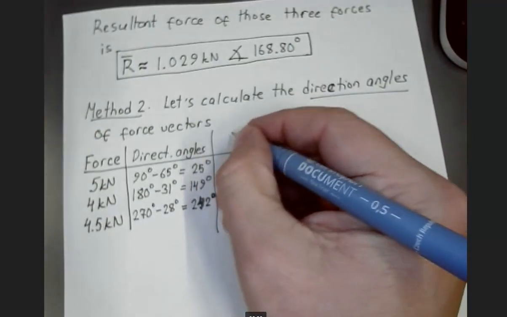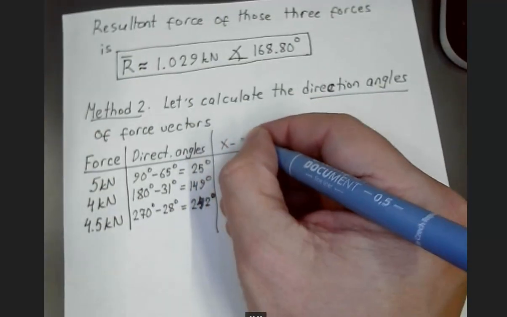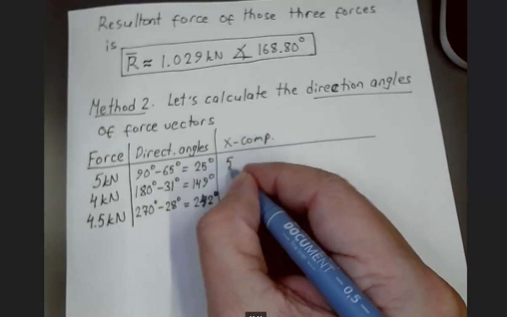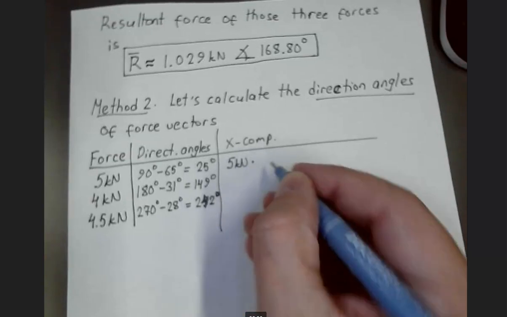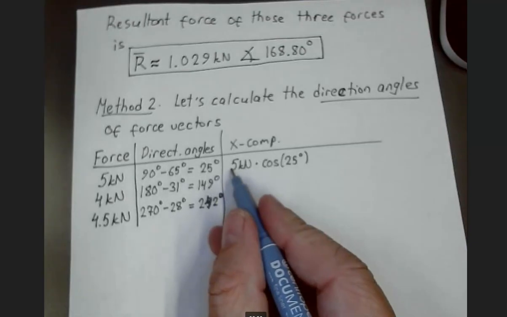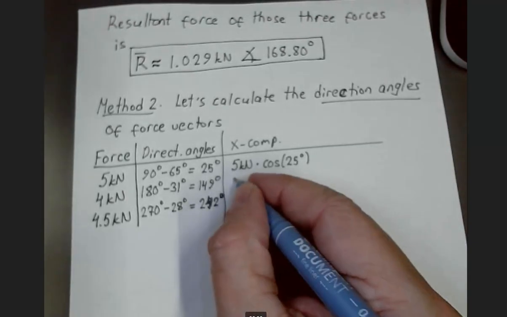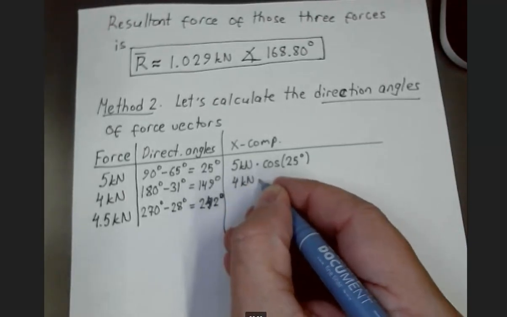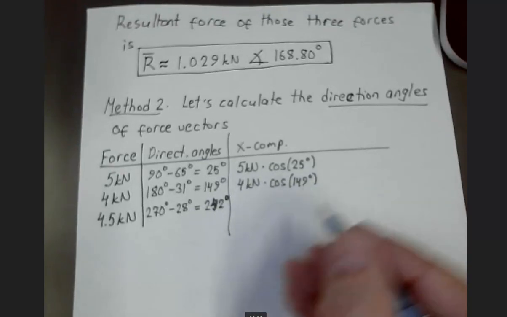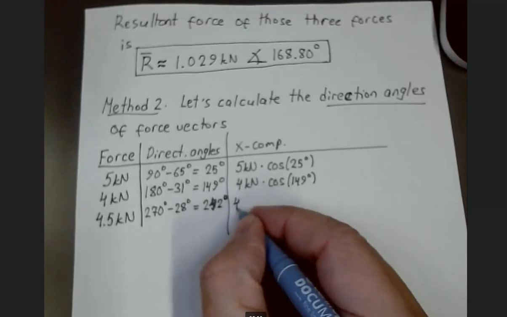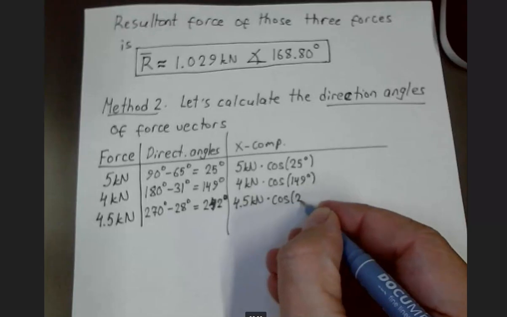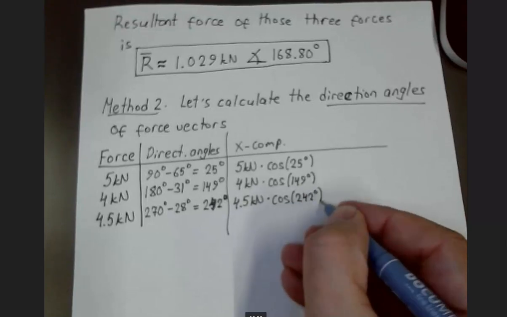So this Rx, or x components, we get by 5 kilonewton times cosine 25. So there is no sign there. The same with this, 4 kilonewtons times cosine 149 degrees, and the last one 4.5 kilonewtons times cosine 242 degrees.